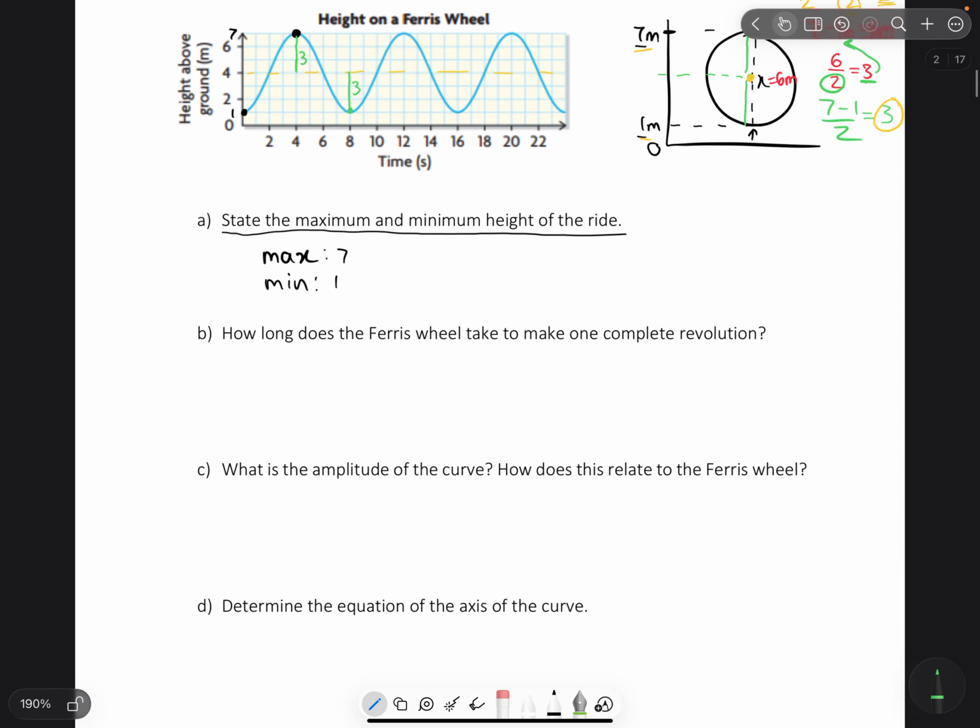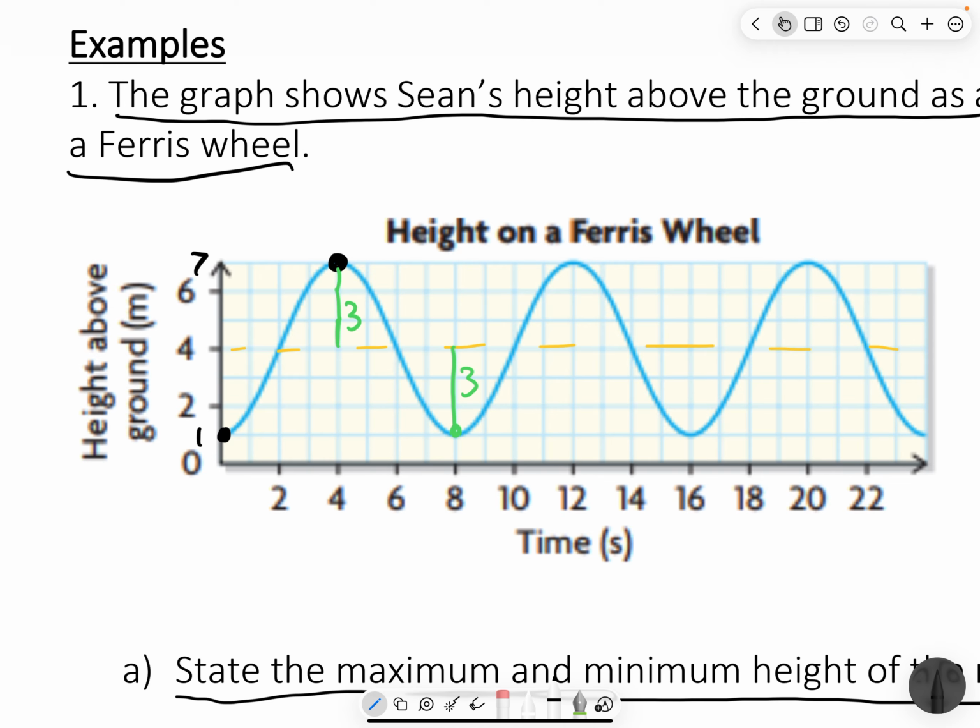Right? So how long does the Ferris wheel take to make one complete revolution? Here we could see that this value goes up here and then it goes down here. We could call this one cycle, right? Because a cycle is basically like the part of the graph that's being replicated over and over again.